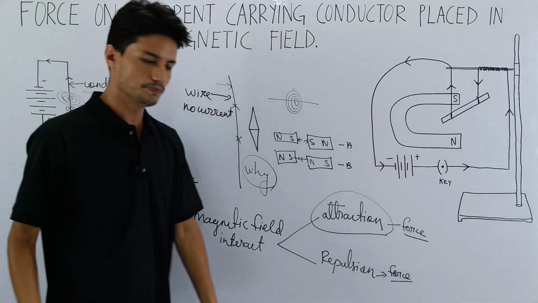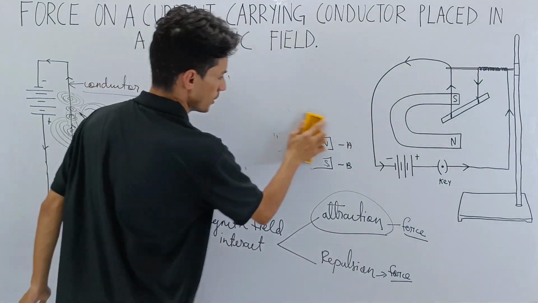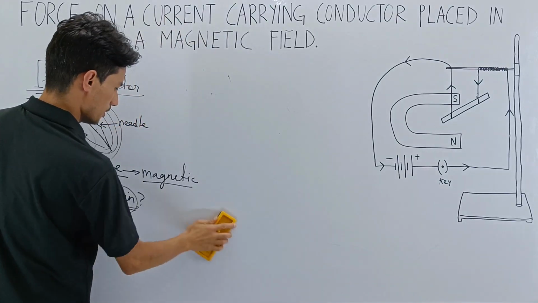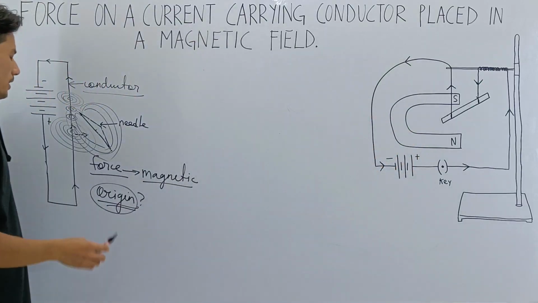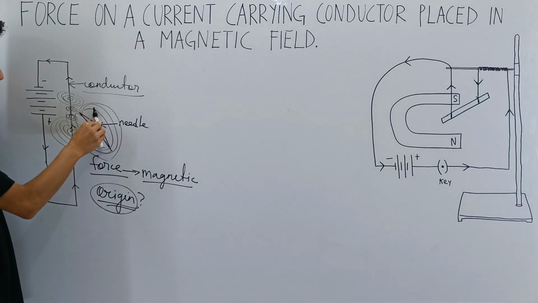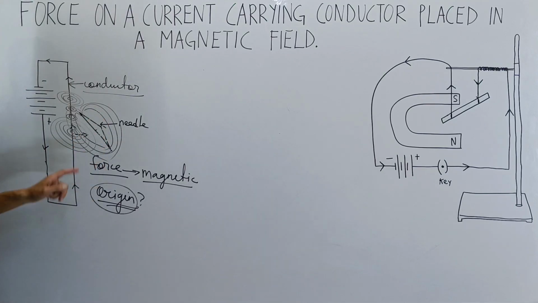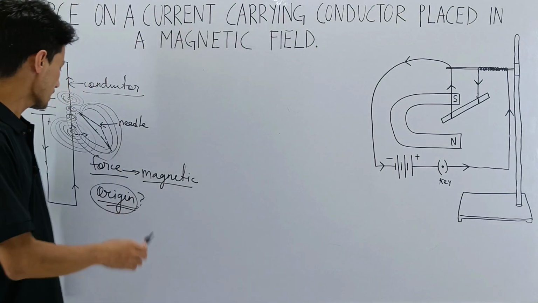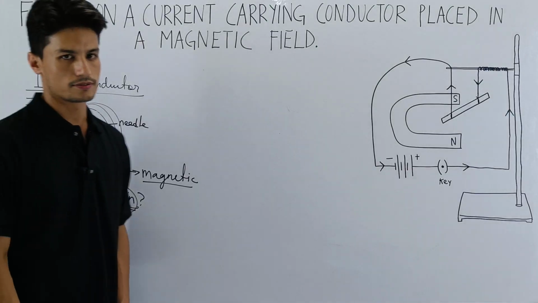Now let's continue with the discussion further. Now I want to ask a question. In this experiment, it is the needle which is undergoing deflection, and not the conductor. In this experiment, the needle is deflecting and the conductor is not deflecting.